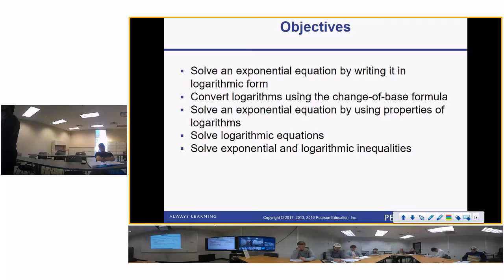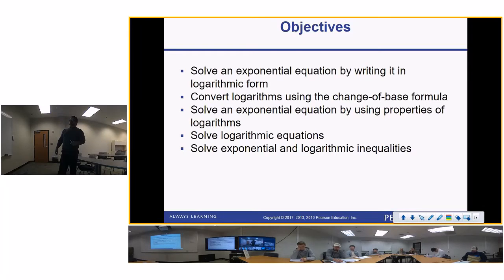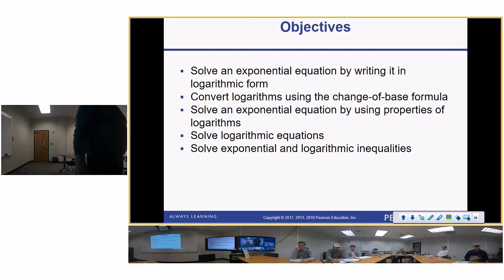Solve an exponential equation by using properties of logarithms. That's what I just said. Solve logarithmic equations and solve exponential and logarithmic inequalities. I'm not too keen on that last one because you don't use them very much.